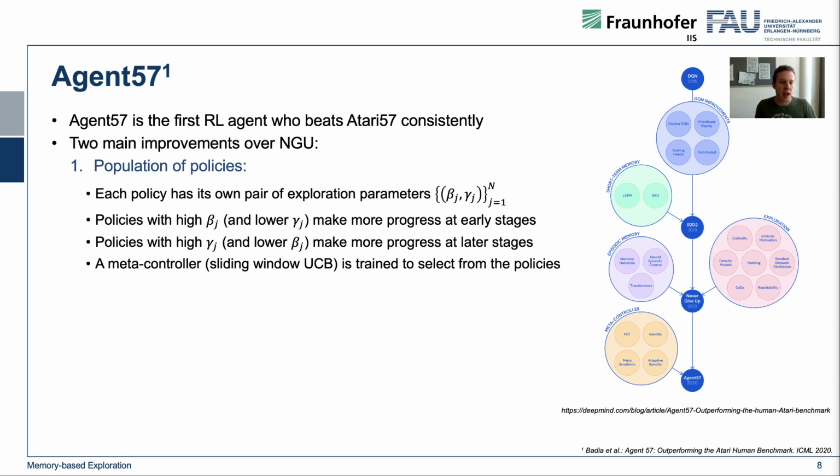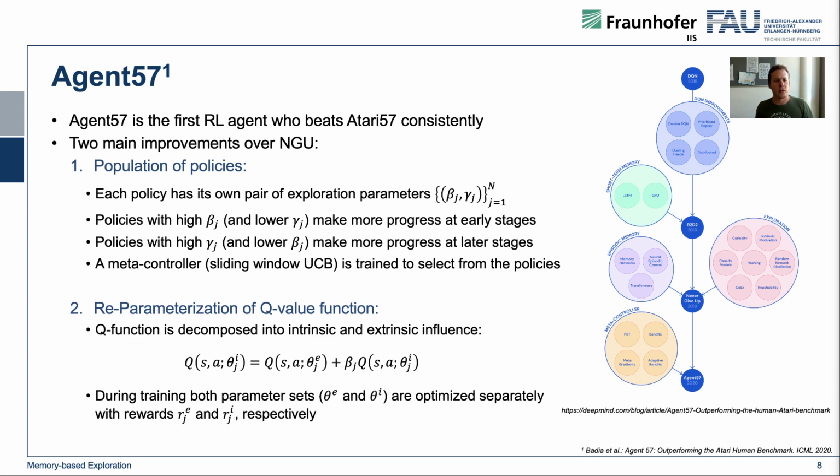The second idea, besides the population of policies, is that we reparameterize the Q function. What we did in the beginning is add the intrinsic reward as a kind of bonus onto the extrinsic reward and provide a single reward to the agent. The idea of Agent57 is to decompose these two components, which means the Q function is composed into the intrinsic and the extrinsic parts.